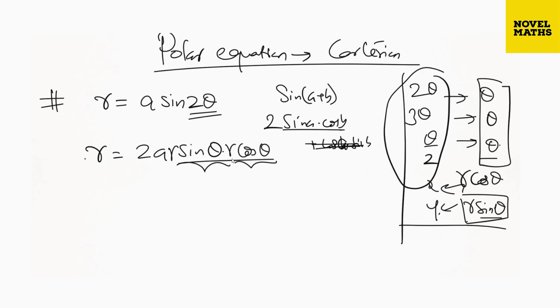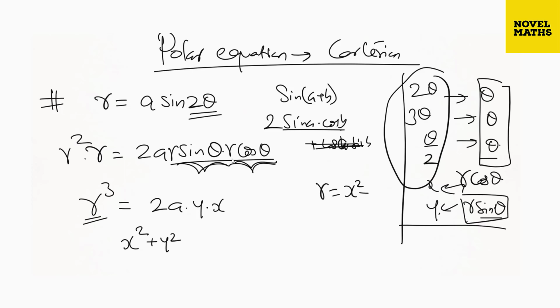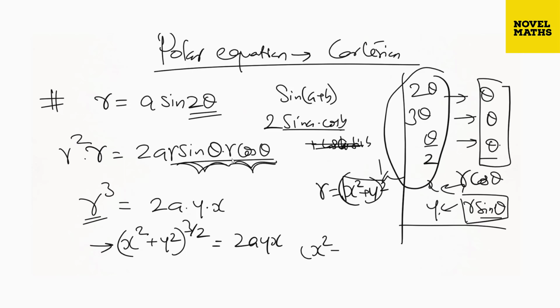Alright, and when you multiply this side, you have to multiply this side also. So this is r cube equals 2a r sin theta into r cos theta. 2a r sin theta is y and r cos theta is x. r cube is still a little bit in polar form, right? But we know r is what? r is (x square plus y square) to the power 1 over 2. So this becomes 3 over 2, so the solution is (x square plus y square) cube equals 4a square x square y square.